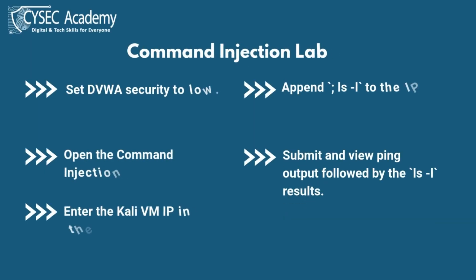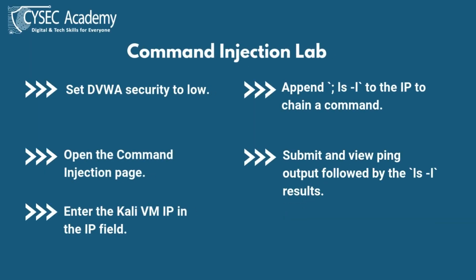Command injection lab. Goal: execute a system command on the server through a web page. The steps to follow are: 1. Set DVWA security to low. 2. Open the command injection page. 3. Enter the Kali VM IP in the IP field. 4. Append ; ls -l to the IP to chain a command. 5. Submit and view the ping output followed by the ls -l results.